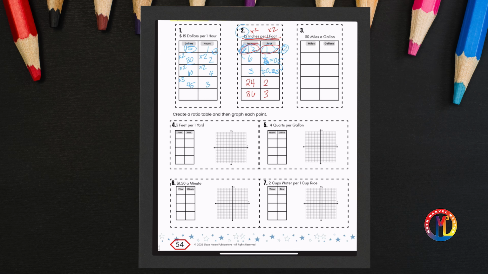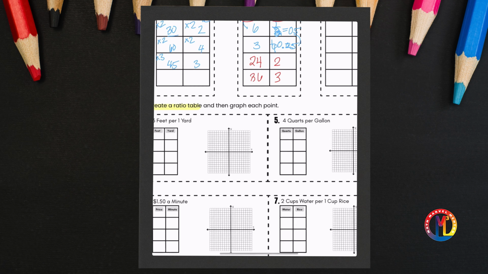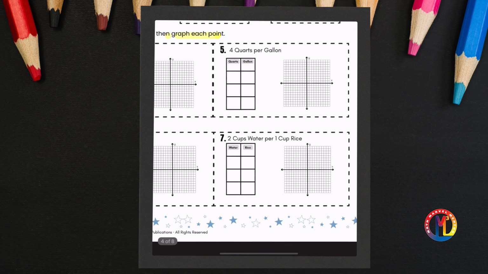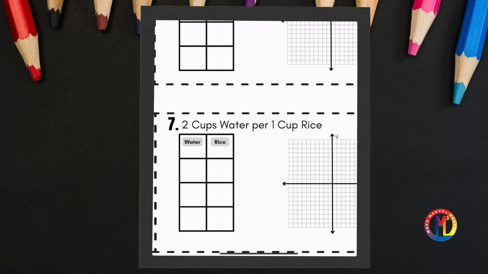All right, now we are going to create a table like we've just been doing, and we're just going to add this extra piece here to graph each point. And I want to start with number 7, just because I feel like water and rice is such a well-known real-life application of ratios. Anytime you're cooking rice, you need double the amount of water. So for 1 cup of rice, I would need 2 cups of water.